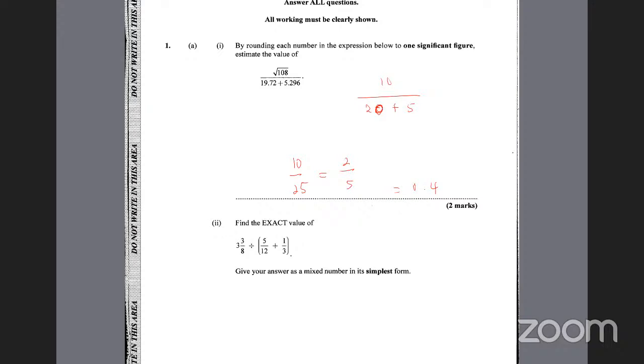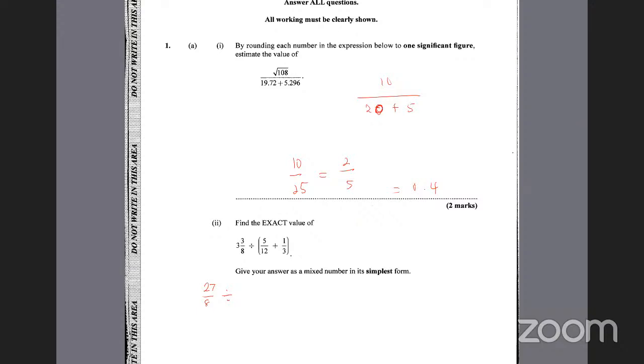They wanted you to round off each number in the expression below to one significant figure. Okay, so that could work. Then they said, find the exact value of this using your answer as a mix. They didn't say calculator, so most likely they want you to work it out. So that's 3 by 8, that's 24 plus 3, that's 27 on 8. Some things mightn't show up here.